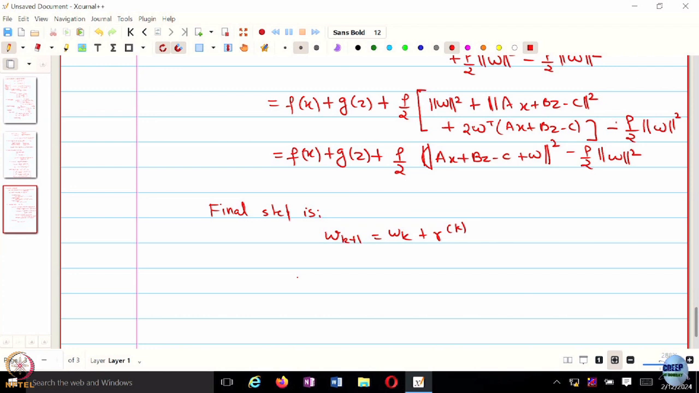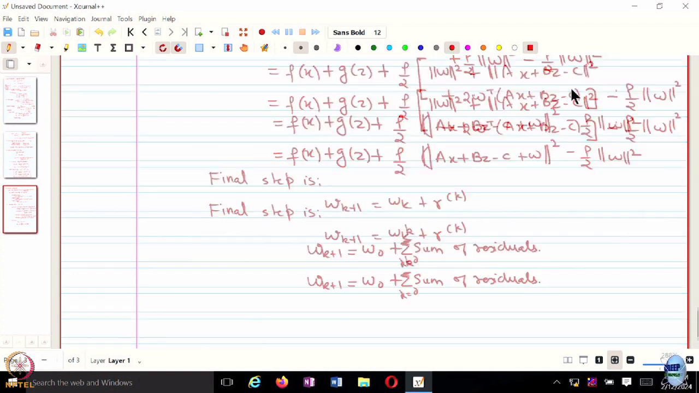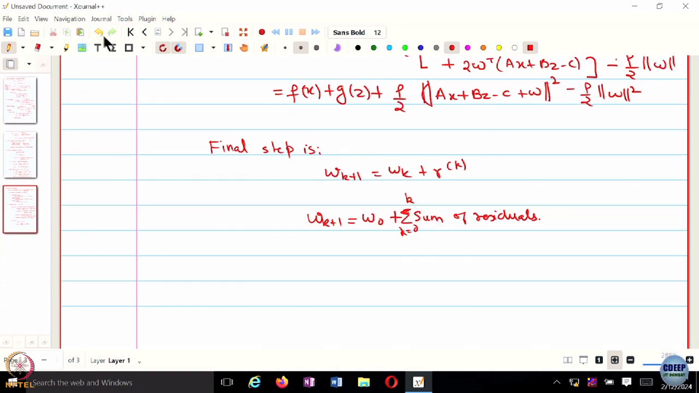If I simply do a telescopic sum here, if I just add this up, what do I get? Plus the sum of residuals. So you can use this to monitor the algorithm directly by looking at w, and that's why people often prefer the scaled form ADMM. But it's the same algorithm, it's just a different way to look at the same algorithm.